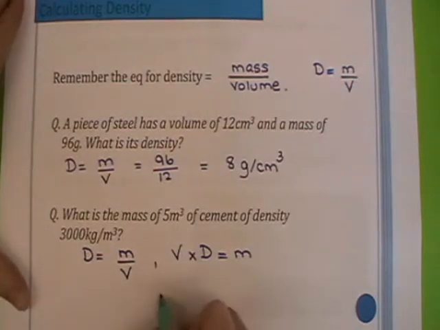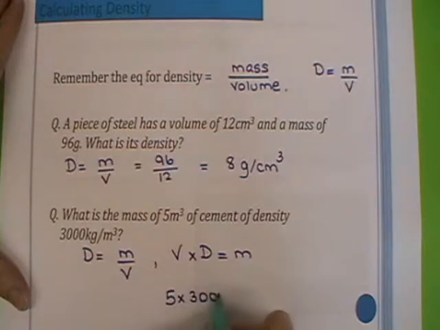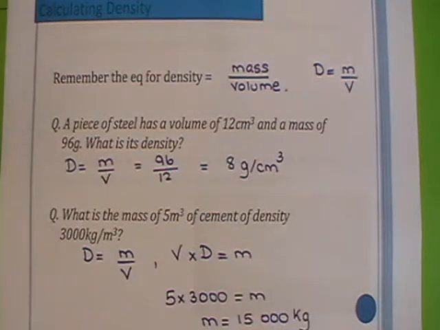And so we'll put the numbers in. V is 5. D is 3,000 kilograms per metres cubed, and that's equal to M. So M is 5 times 3, which is 15,000 kilograms. And that's your answer.